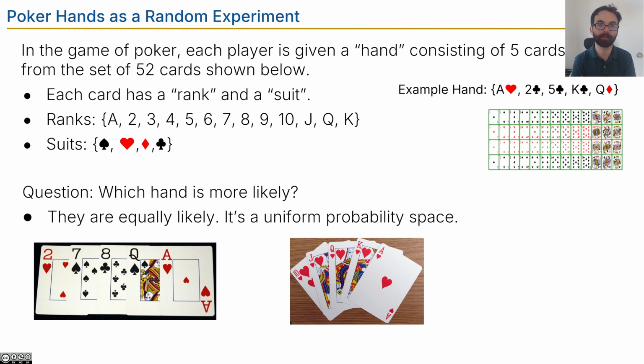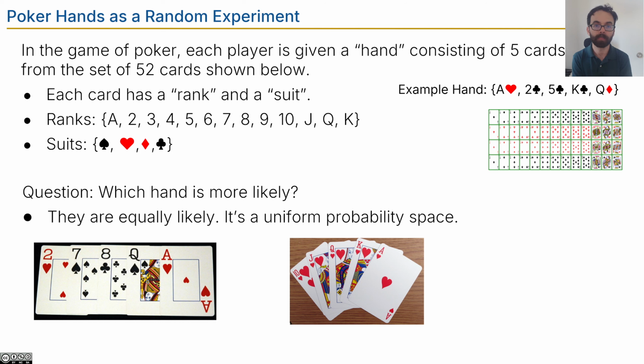Turns out neither of them is more likely. They're equally likely because we said it's a uniform probability space. So if you said it's a uniform probability space, but then you felt like the royal flush was less likely, you hadn't really truly digested what uniform probability space means in this context. That's what it means. It means all the hands are equally likely.